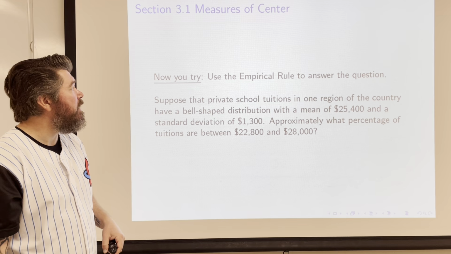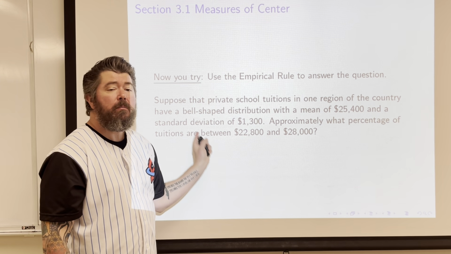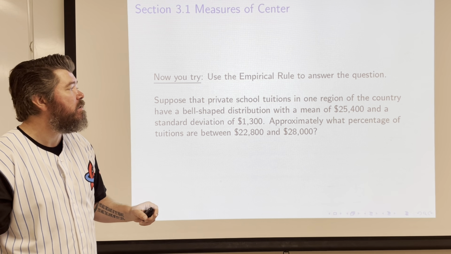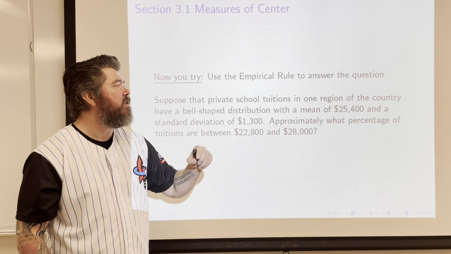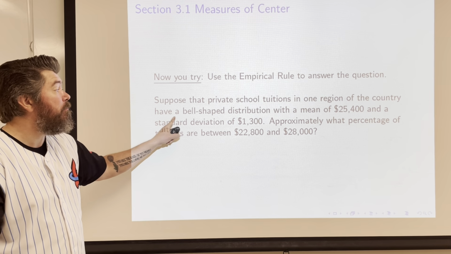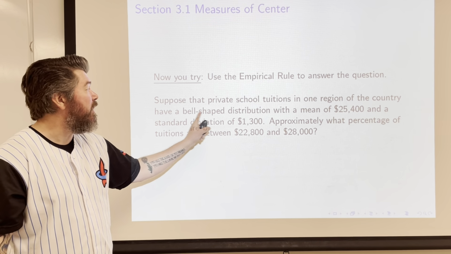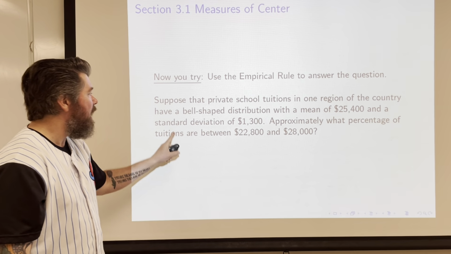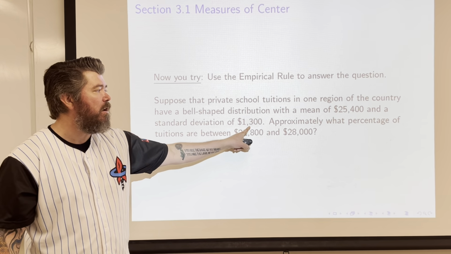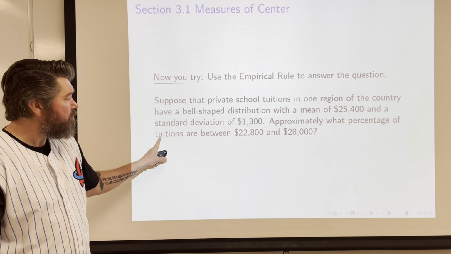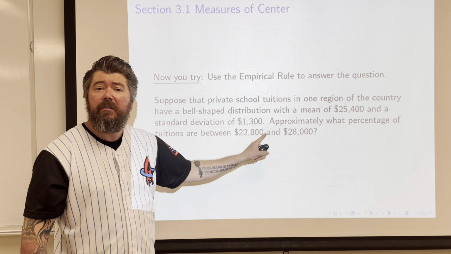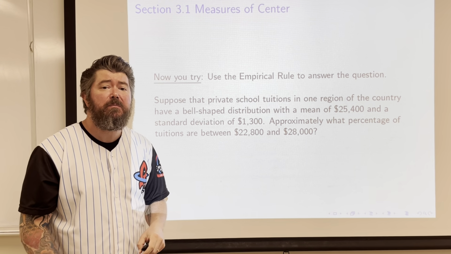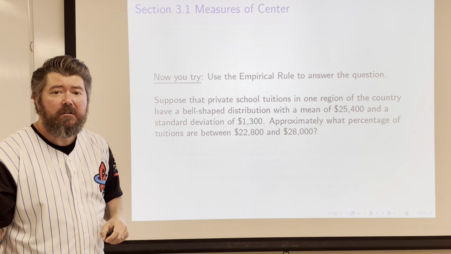And then finally, try doing this problem with our empirical rule. So suppose that private school tuitions in one region of the country have a bell-shaped distribution. So they're telling us, hey, this is bell-shaped, here's my mean, and here's my standard deviation. And we want the percentage of tuitions that are between these two values. So give that a try, and if you're struggling with this before attempting the homework, send me an email.